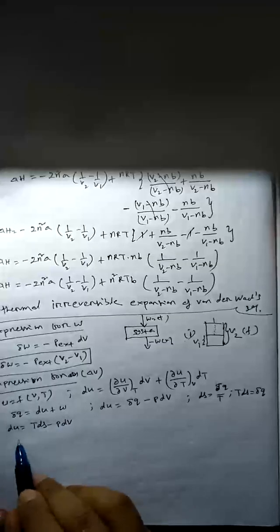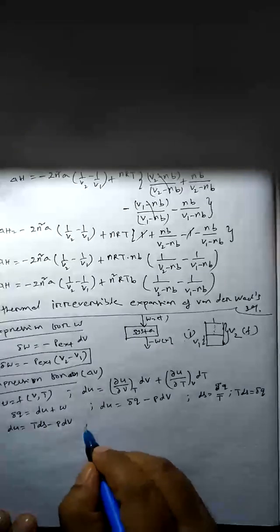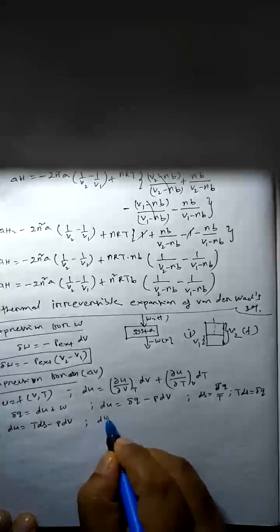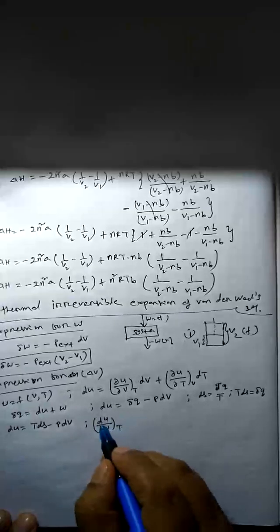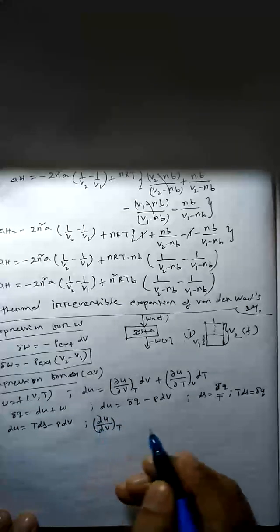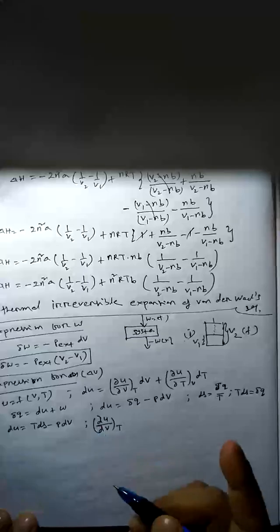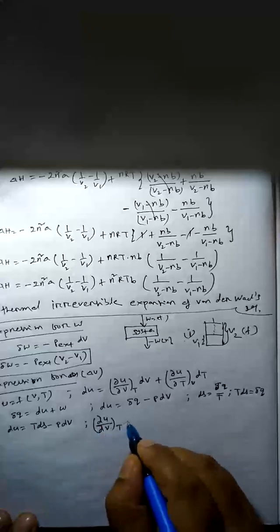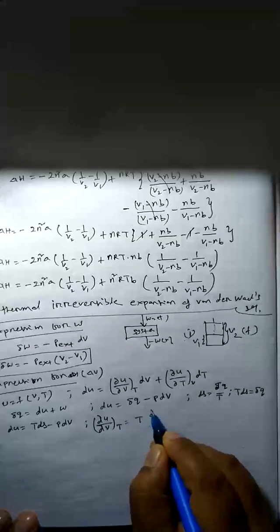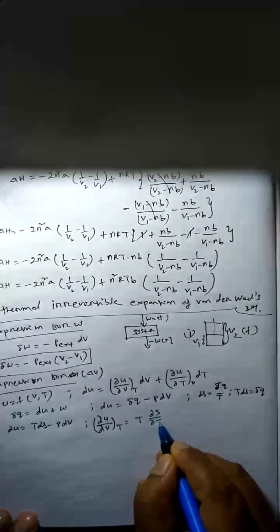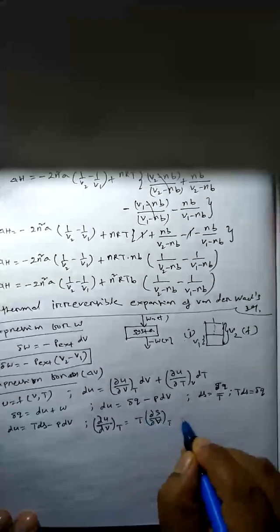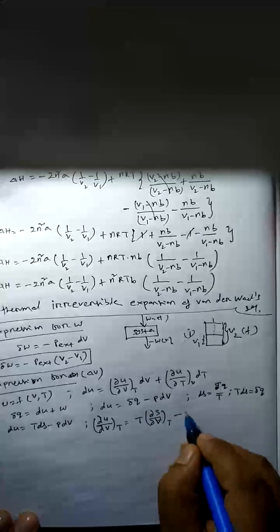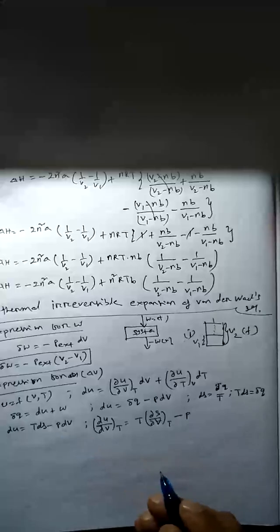Now differentiate with volume at constant temperature. dU by dV at constant temperature. That means it is dou, because there are two variables, V and T, and we only vary one variable. Dou U by dou V at constant T is equal to T dou S by dou V at constant temperature, minus P, because dou V cancels.